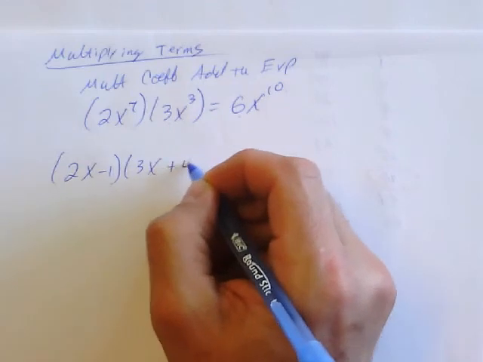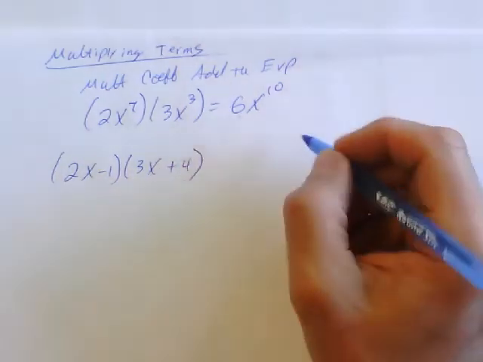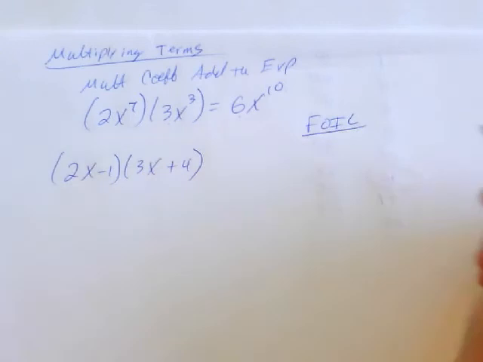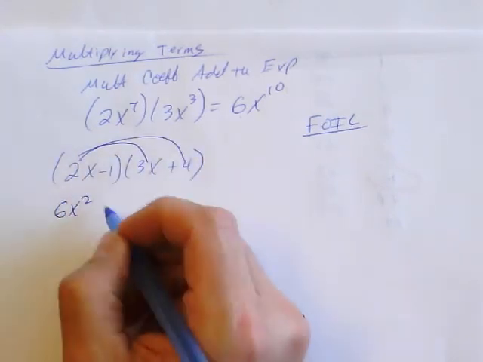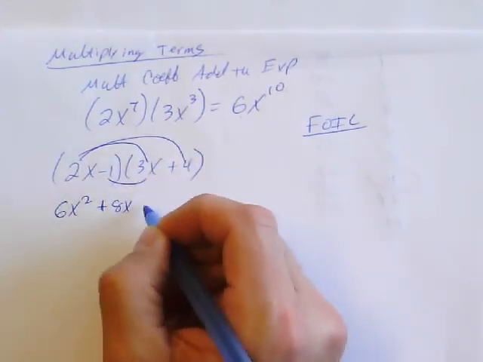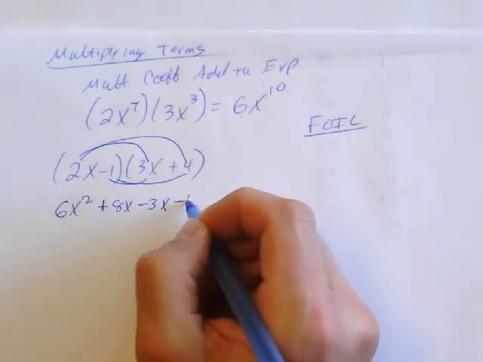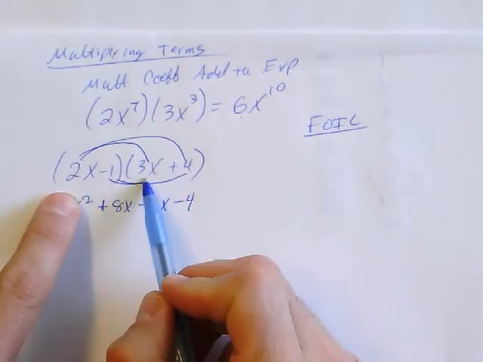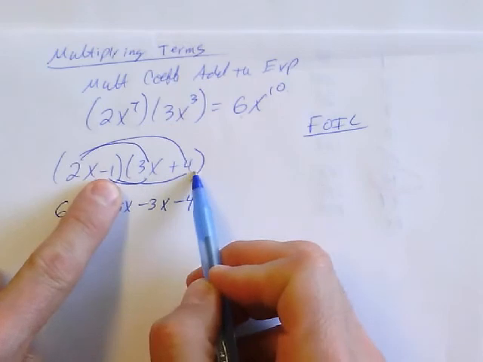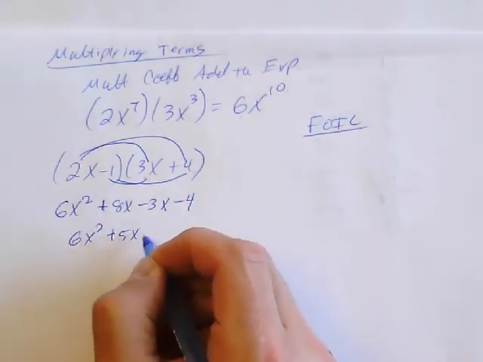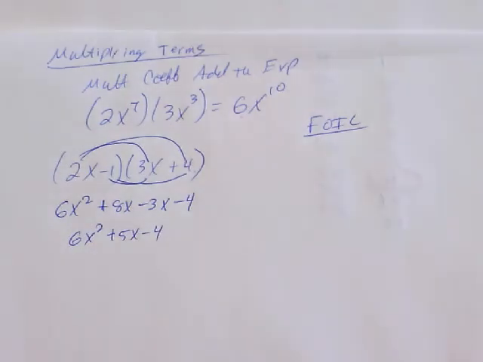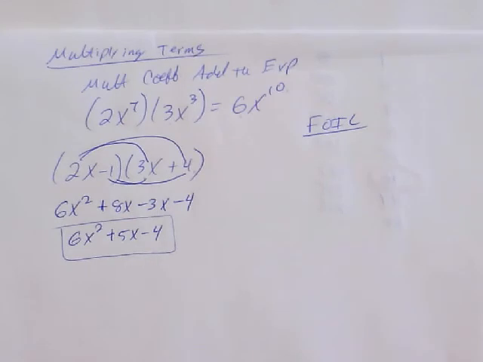Now if we take this to another level, 2x minus 1 times 3x plus 4, the binomial, maybe remember the good old acronym of FOIL. First, outer, inner, last, you're going to do double distribution. 6x squared plus 8x minus 3x minus 4. The firsts, the outers, the inners, the lasts. 6x squared plus 5x minus 4.